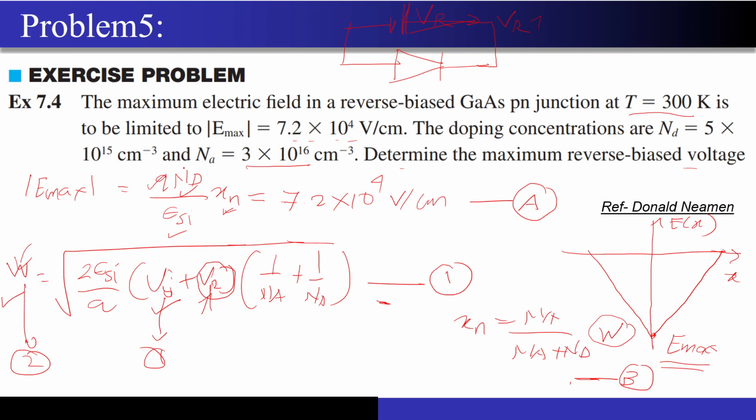From here everything is known except this Xn, which is nothing but the depletion region on the N side. If I know Xn, then I can easily find out the value of W using this formula: Xn is equal to Na upon Na plus Nd times W. So from Emax, I can find out the value of W. And VBI is straightforward, KT by Q ln of NaNd by Ni square. Once we found these two terms, we substituted them in equation number 1, and from there we got the value of the reverse bias voltage. I hope the question was clear.